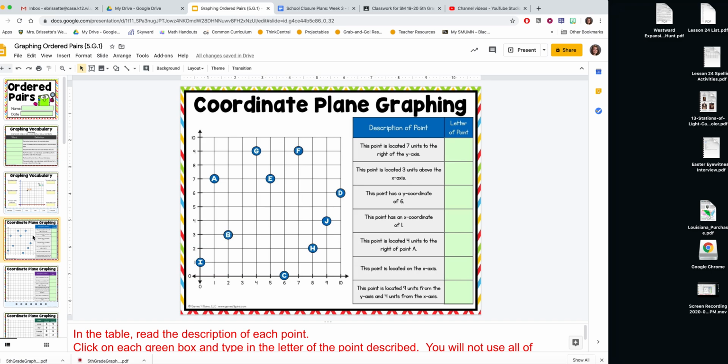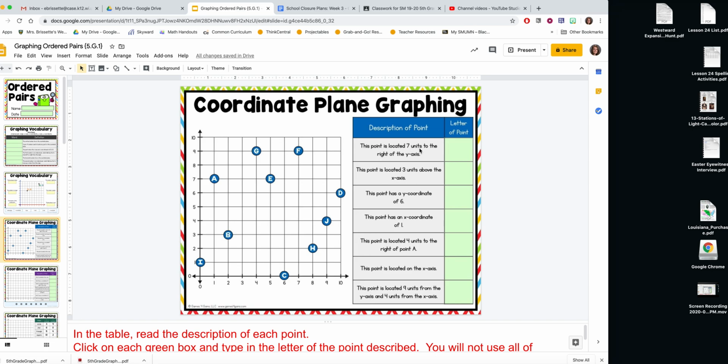All right, we're going to do 2 more slides today, and then that will be finished. So for our coordinate plane graphing activity, you are going to follow the descriptions and figure out which letter they're talking about. Remember, this is our x-axis, and this is our y-axis. So let's start with the first description. I'm going to do a couple and leave the rest for you to do.